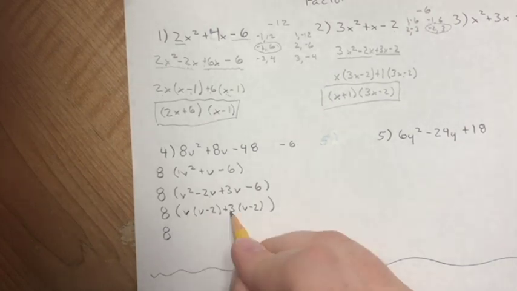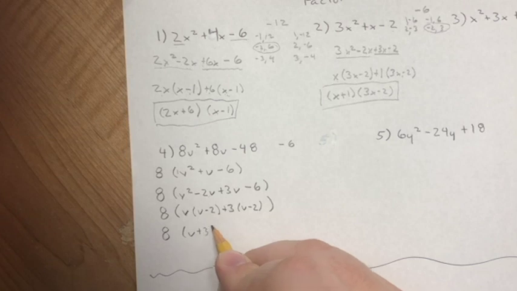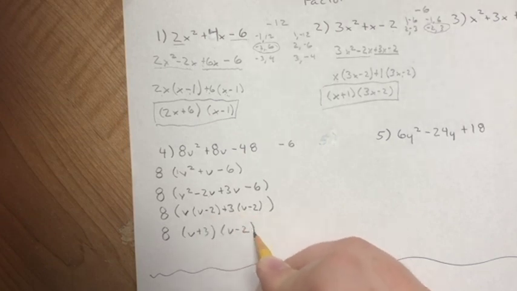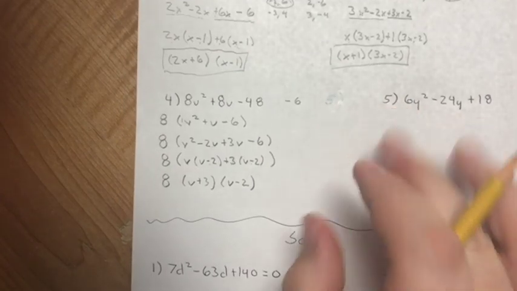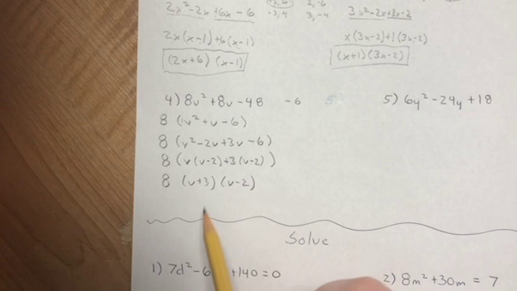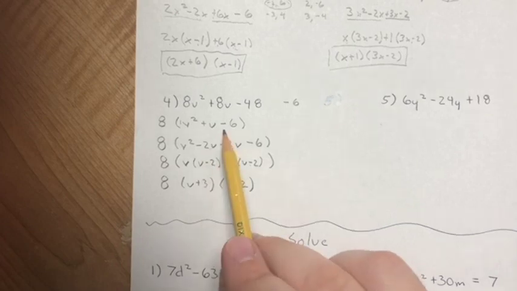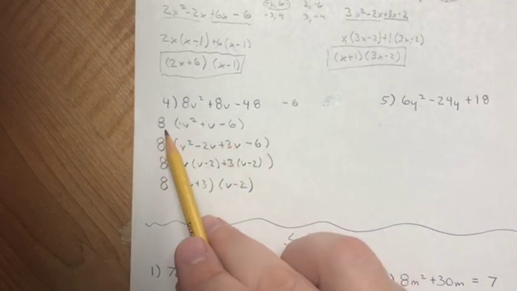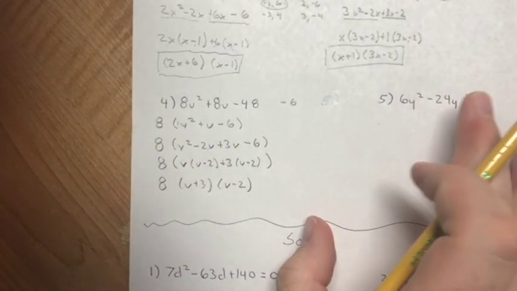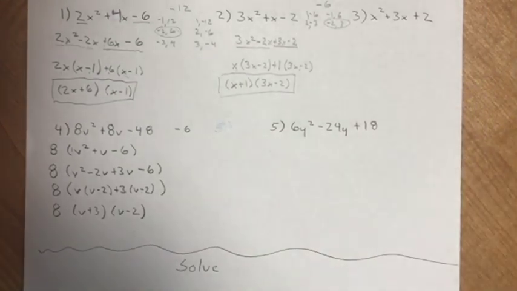I'm going to combine these two GCFs to get v plus 3. I'm going to write these two down because they're the same thing. And I have factored this thing out completely. So this is factored out to 8 times v plus 3 times v minus 2. So if I FOIL method this and then took that, I would have gotten this one and then multiplied it by 8 to get my original problem. So why don't you try numbers 3 and 5 on your own?